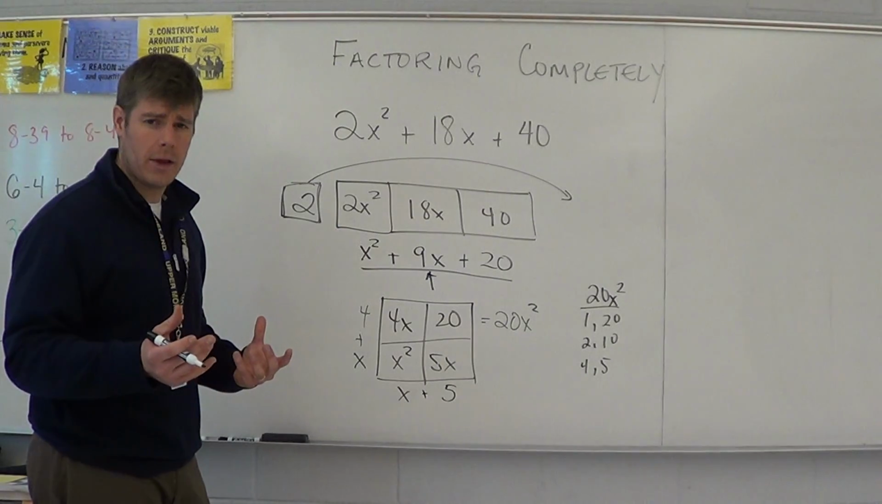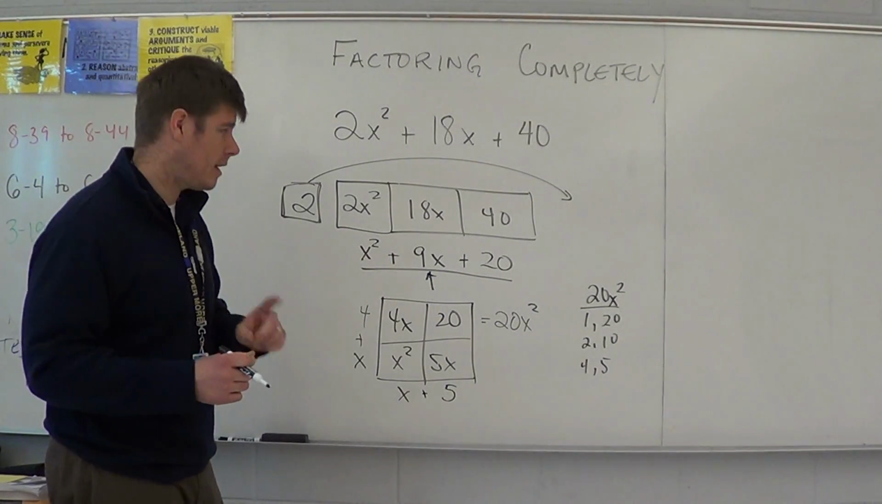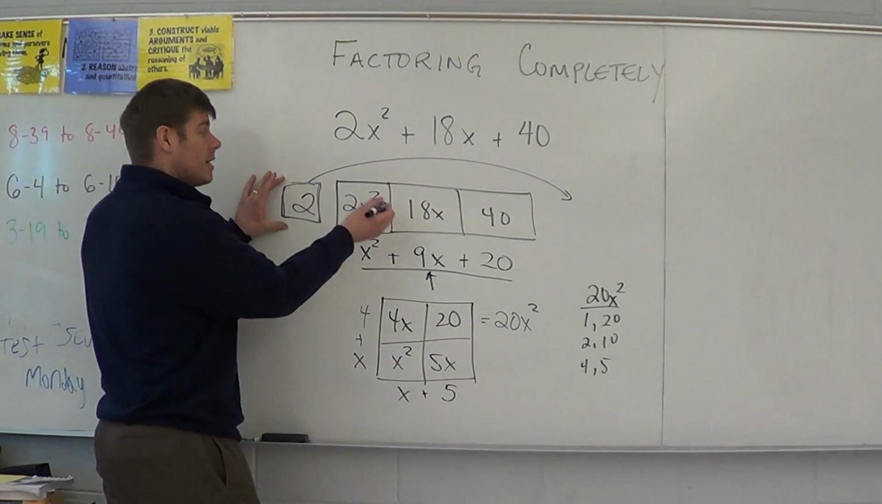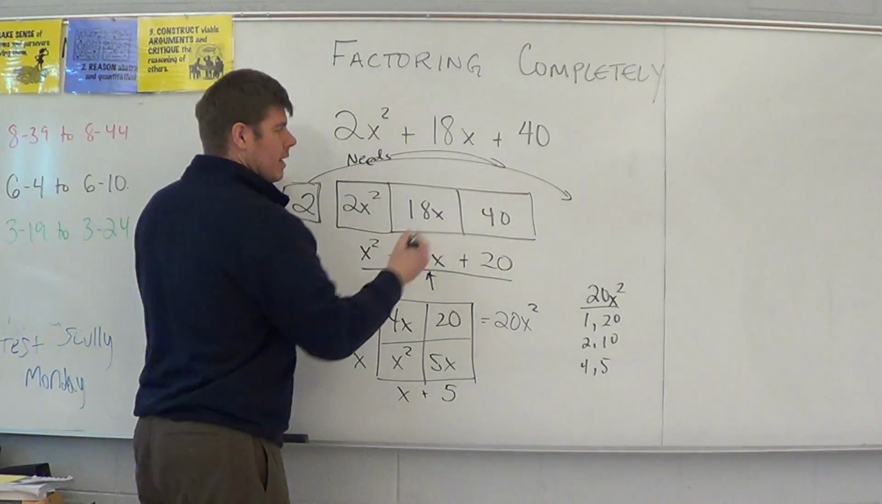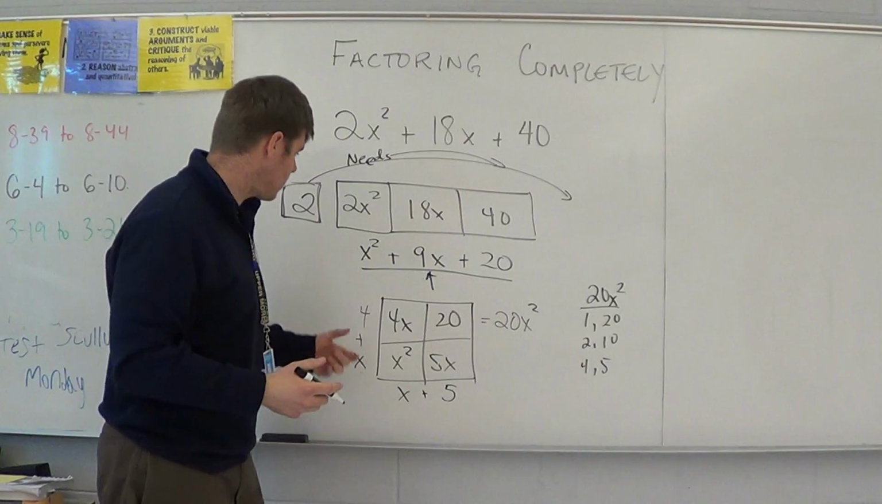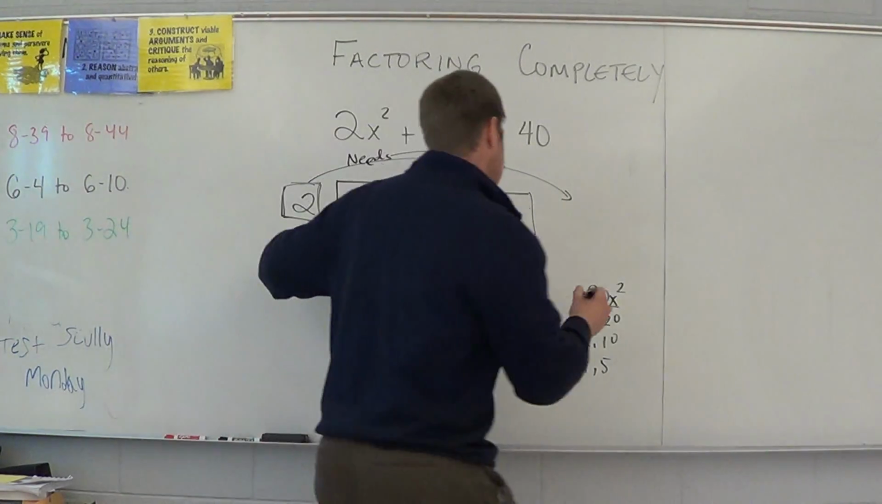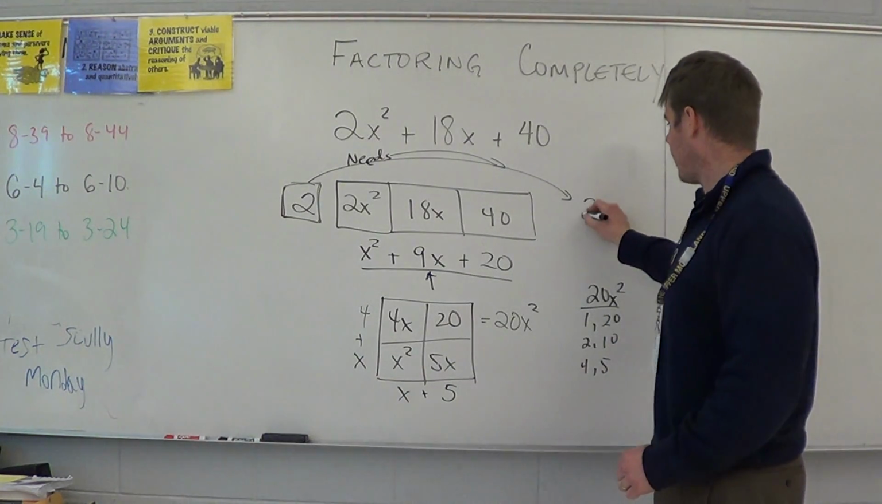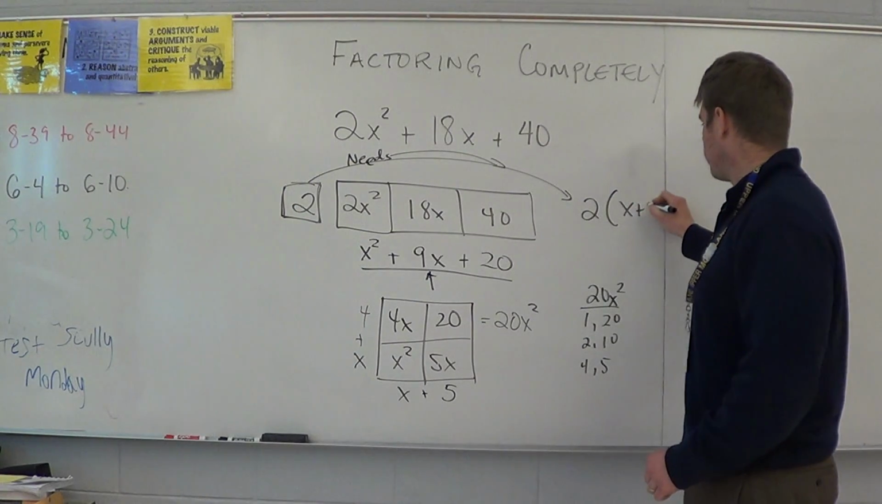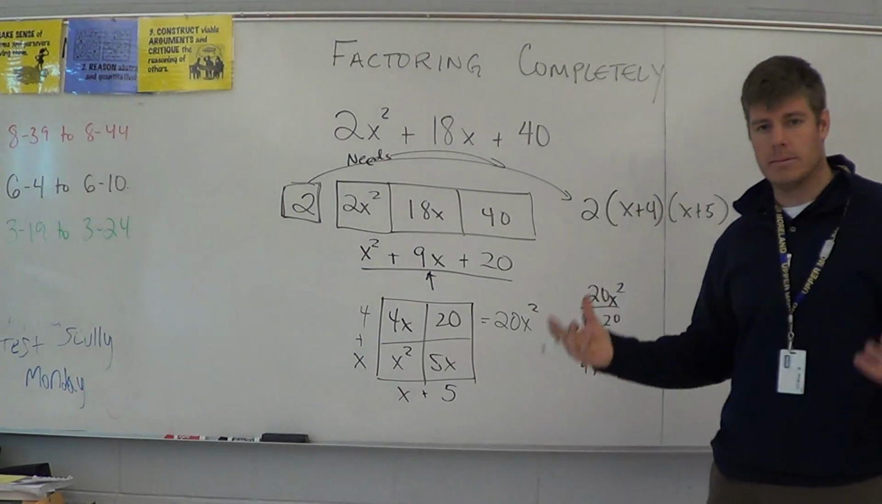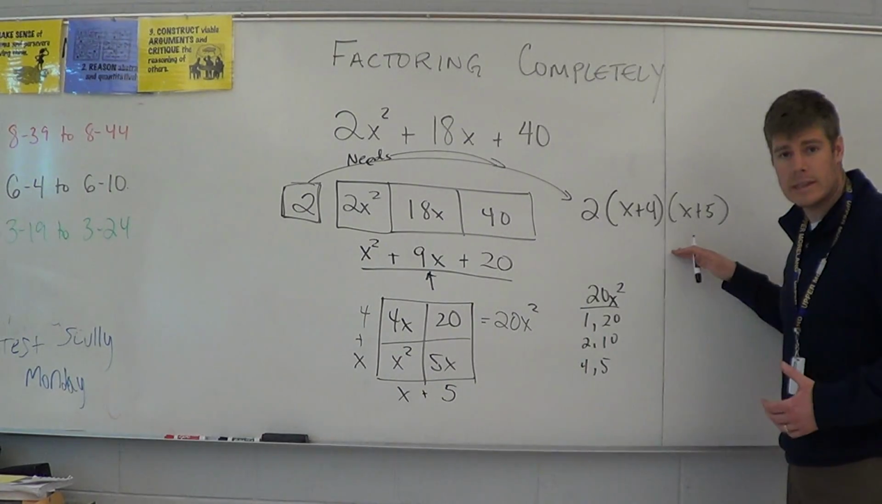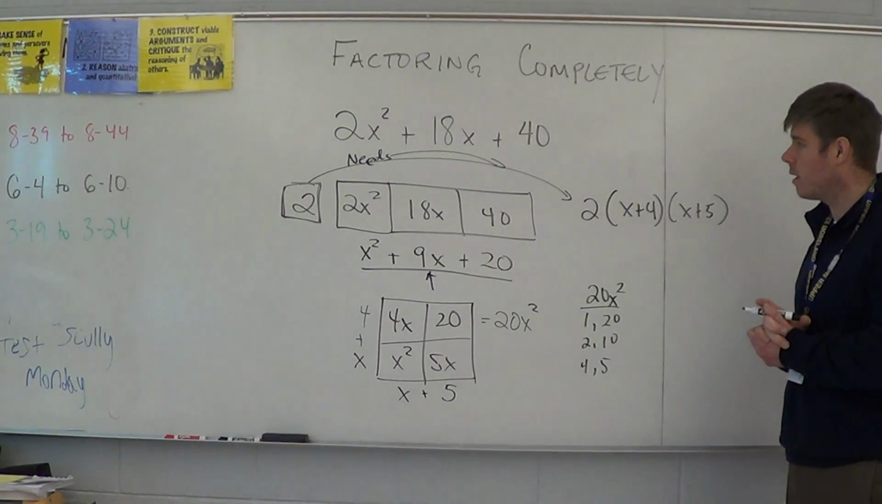Going to record my final answer. The one thing you definitely want to make sure of is that you don't forget this 2 that I said has to be in the final answer, right? So it needs to be over here. So I create this, then I plug the 2 right outside of it. So it's very simple. To finish this off, I get a 2 times x plus 4 times x plus 5. And there you have it. I'm done. And it's completely factored, and I've got nothing else to worry about.